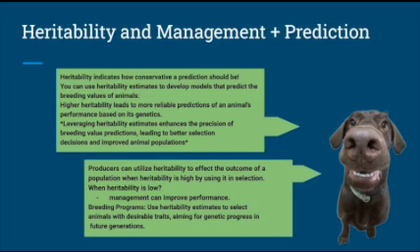Heritability prediction. In prediction, producers can utilize heritability to affect the outcome of a population: when heritability is high, by using it in selection; when it's low, management can improve performance. Breeding programs use heritability estimates to select animals with desirable traits, aiming for genetic progress in future generations.